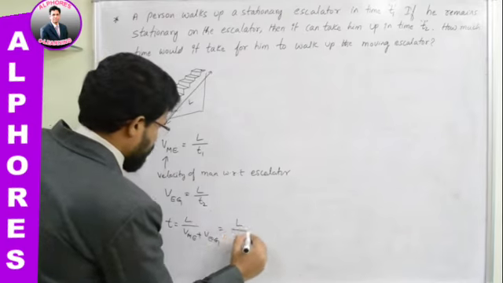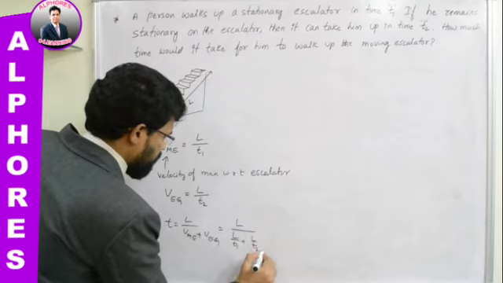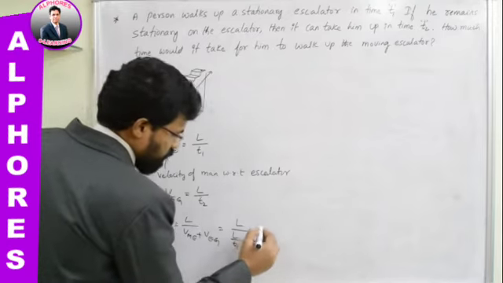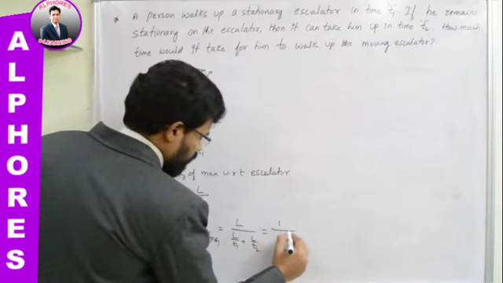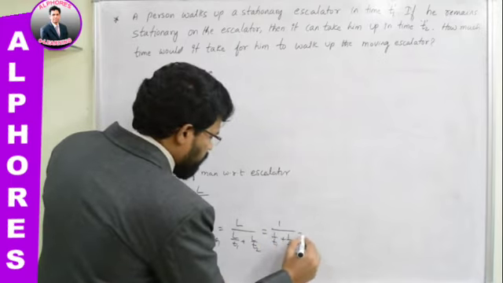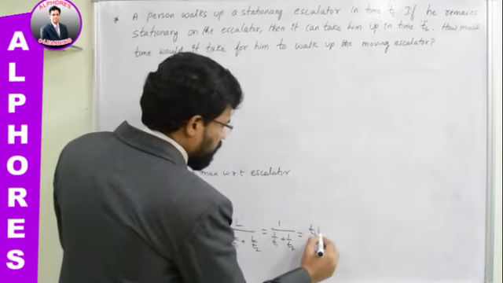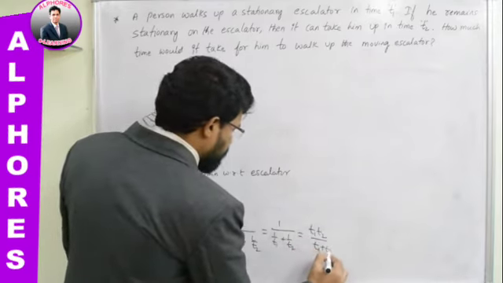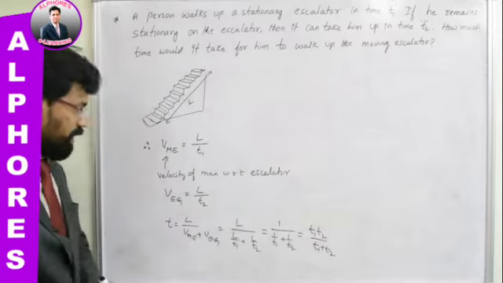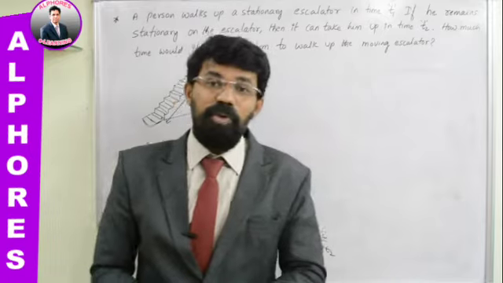What you will get? L by T1 plus L by T2. You can take out L common and it gets cancelled. So finally you are left with 1 by T1 plus 1 by T2. And if you take LCM, what you will get? Finally T1 T2 by T1 plus T2. So that's how you can find out the time taken by the man to move up the moving escalator.